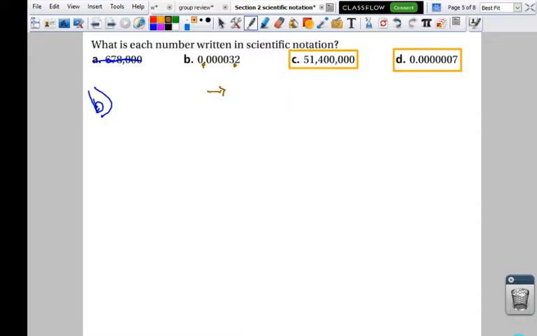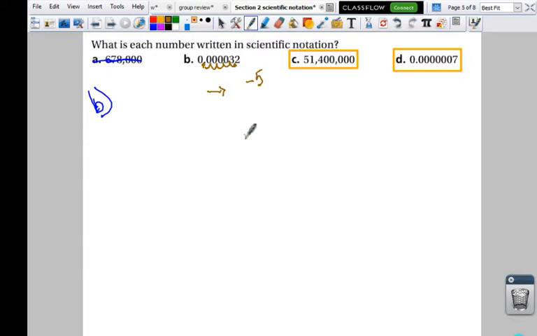And just like last time, I need to count up how many over I need to go. So, let's see, 1, 2, 3, 4, 5. So it's 5. But what do we say because I'm going to the right? Is it going to be positive 5 or negative 5? Negative. So whenever you go right, it's a negative number.